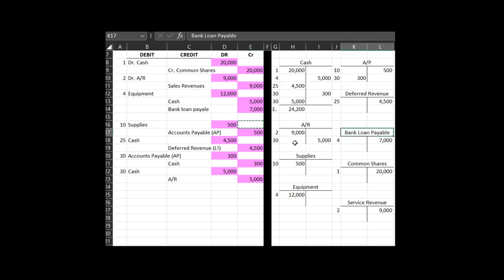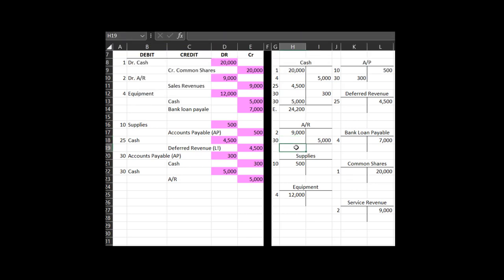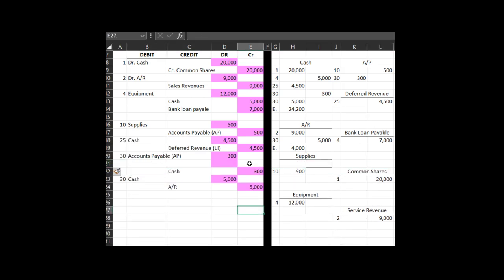So here, I'd like to do the same thing. I have my debits and my credits. I'm going to make my ending balance. So my ending balance is going to be my debits minus my credits here. So I have an ending balance of 4,000 here. And I'm going to make some more space for my accounts here.